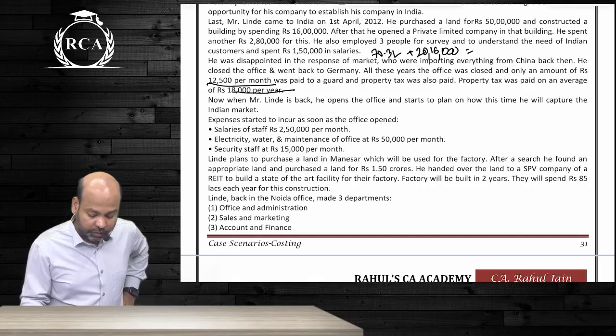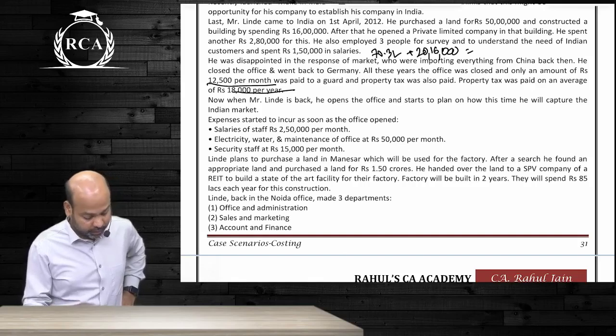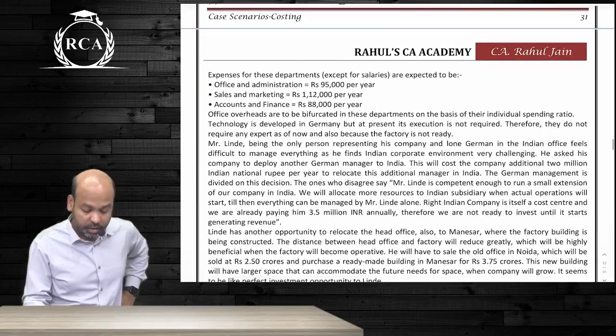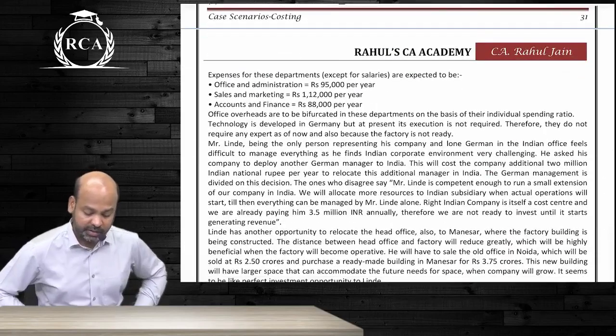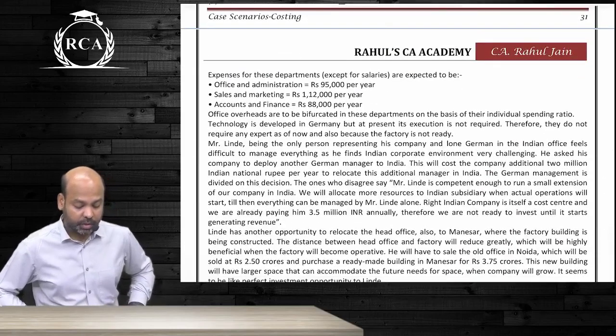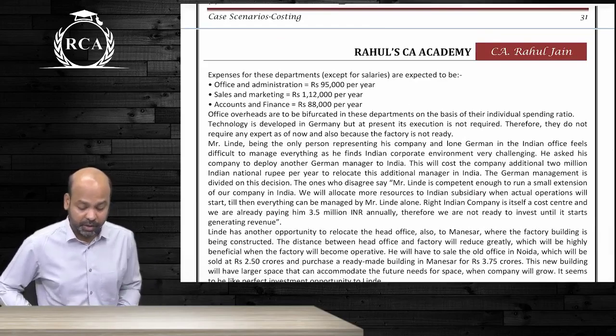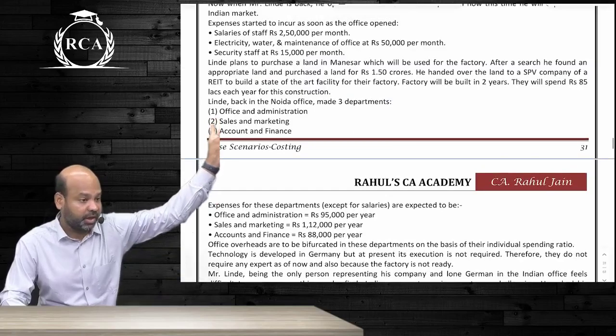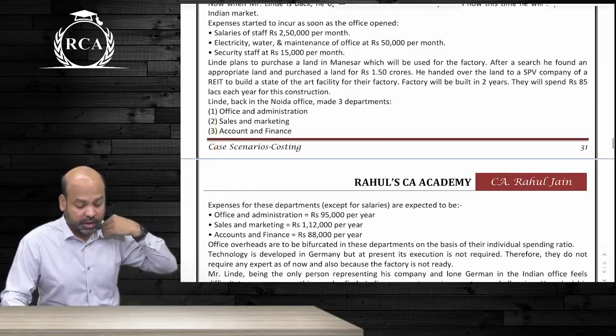Back in the Noida office, he made 3 departments: office and administration, sales and marketing, accounting and finance. Expenses for these departments except for salaries are expected to be 95,000 for office and admin per year. Salaries have already come above. Salaries of staff are how much? 2,50,000 per month. Electricity has all come. Yes or no?